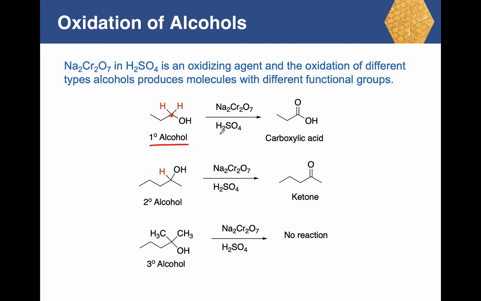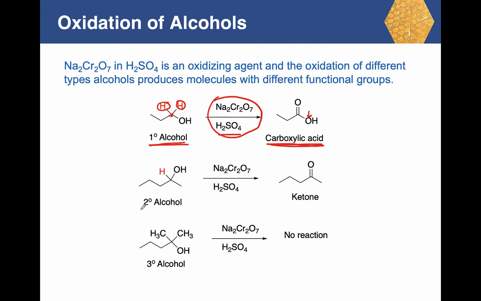In the presence of an oxidizing agent as shown here. The name of this is sodium dichromate in sulfuric acid, a very strong oxidizing agent. It will remove both hydrogens and insert an oxygen here to make carboxylic acid as the product. So the oxidation of alcohols in the presence of sodium dichromate and sulfuric acid will give us a new type of molecule called the carboxylic acid.